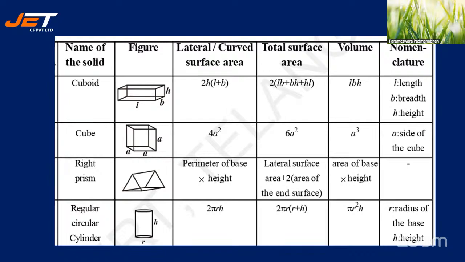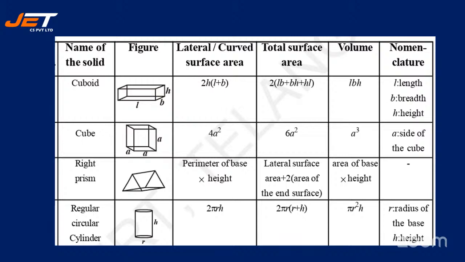And next is a cube. The curved surface area of the cube is 4a square. Total surface area is 6a square. Volume is a cube. And the next one is the right prism. You can see the picture. The curved surface area of the right prism is the perimeter of the base into height. And the total surface area is the lateral surface area plus twice the area of the end surface. And the volume is area of base into height.